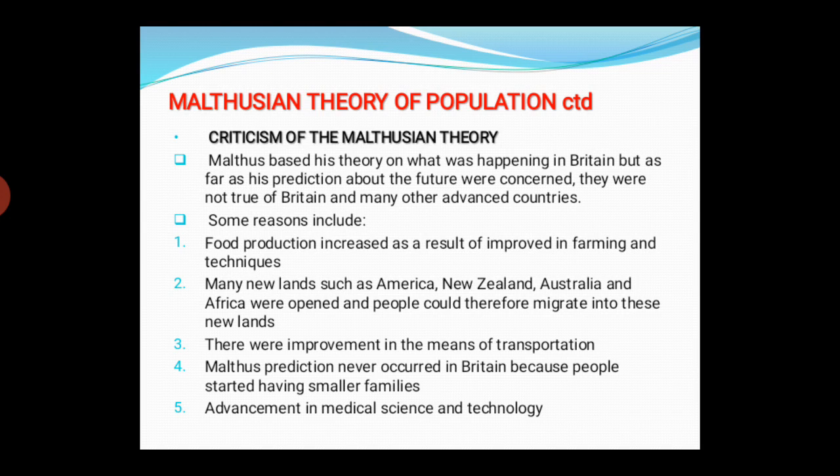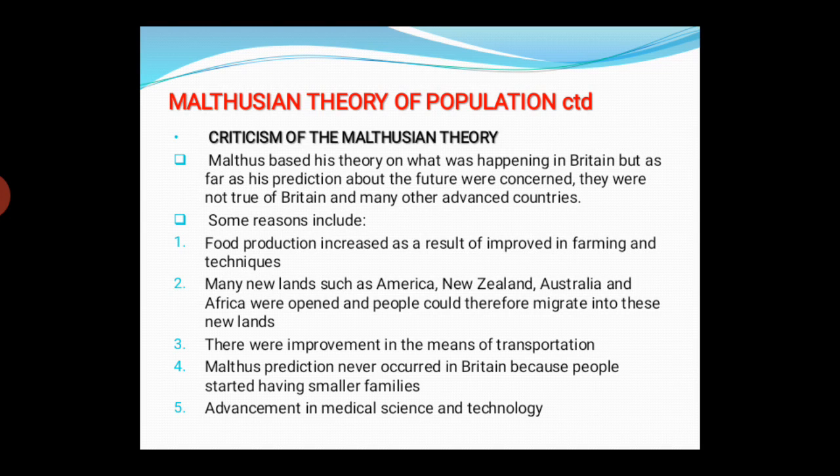Number four, in Britain, people started having smaller families, not because they feared his suggestion about positive check or preventive check, but by intention, by their own wish. They just desired to have small families, and this has helped to reduce the growth of population.